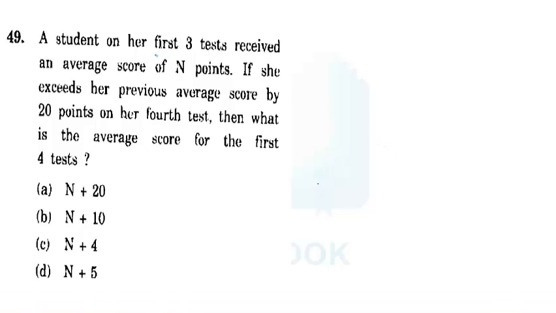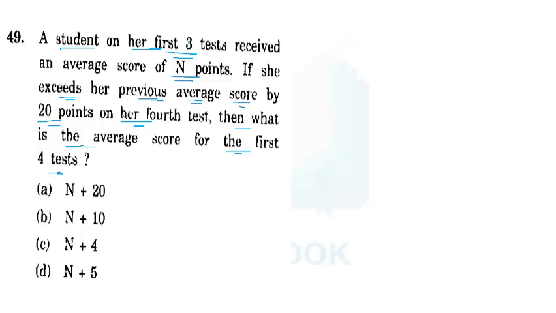Let us read the question very carefully. It says that a student on her first 3 tests received an average score of n points. If she exceeds her previous average score by 20 points on her 4th test, then what is the average score for the first 4 tests?